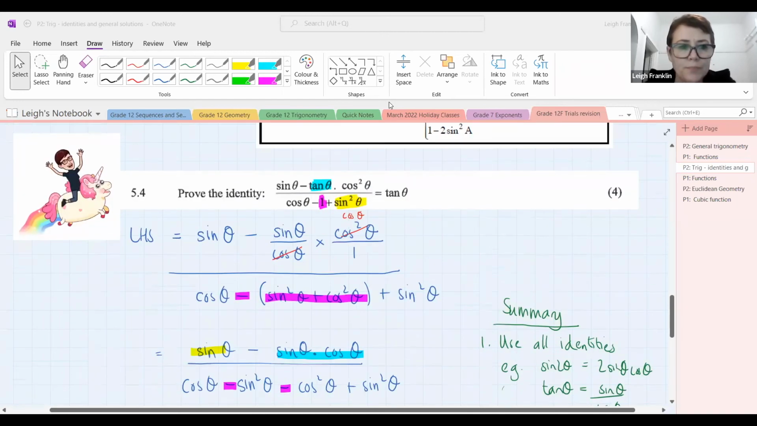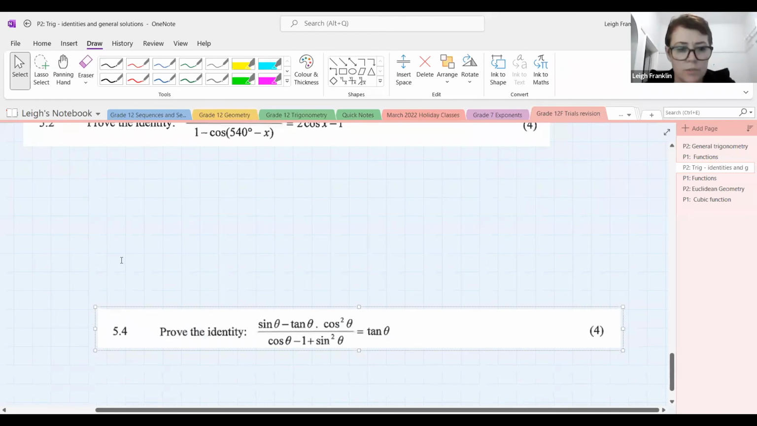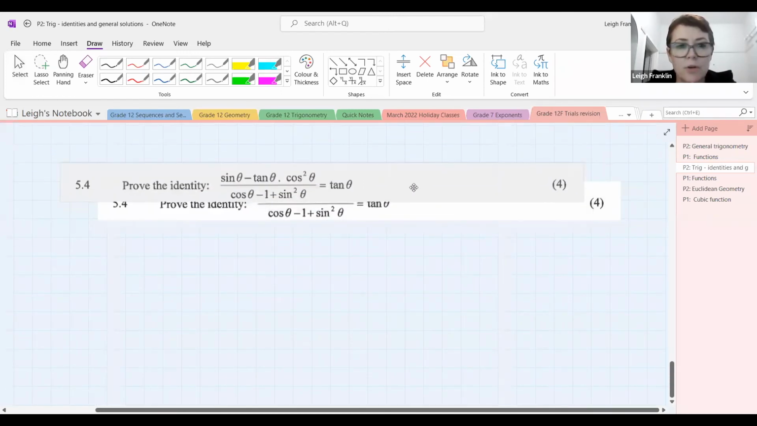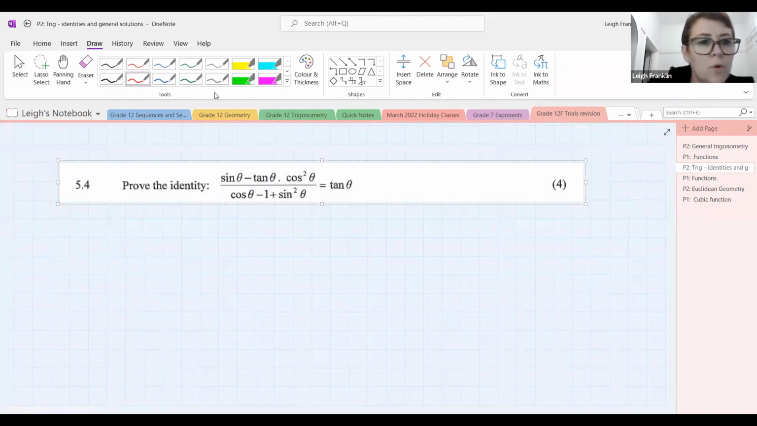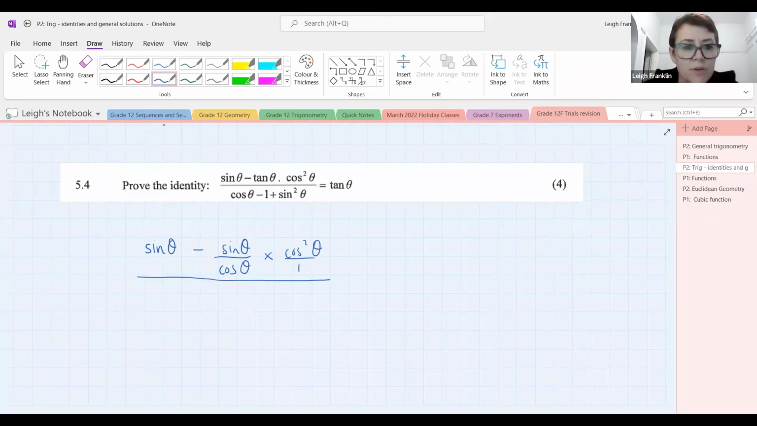No problem. I'll tell you what I'm going to do. Let's just go down here. Just pop it there and let's try it the other way. Absolutely. Okay, so now we've got sine theta minus sine theta over cos theta. And again, how you set these out is so important, so that you can clearly see what's in the numerator and what's in the denominator of each fraction.